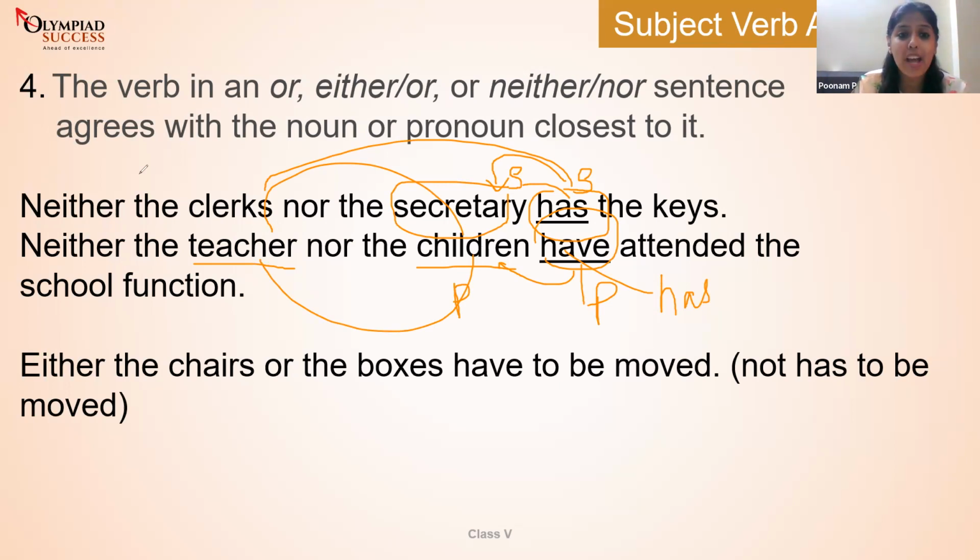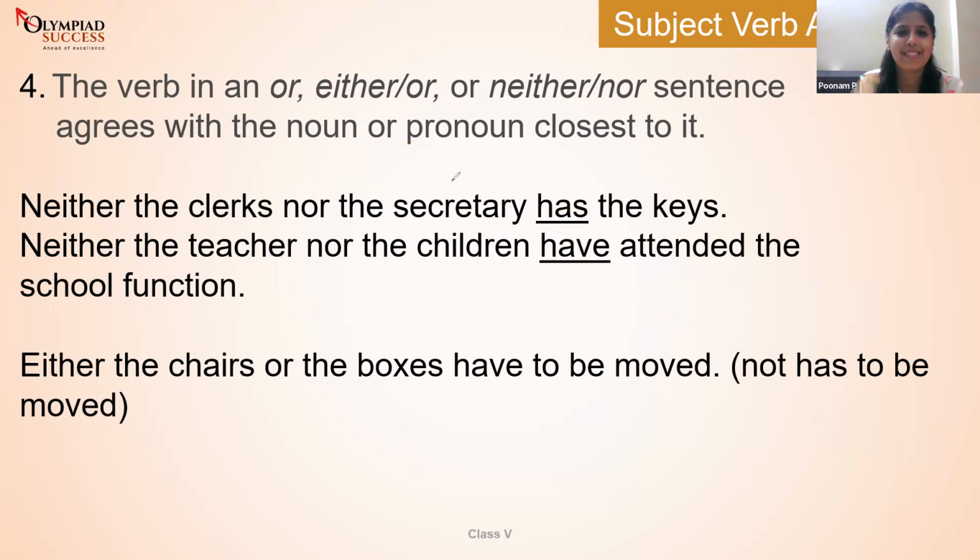So, either the chairs or the boxes have to be moved. Not has to be moved, because here this is plural. Have also has to be plural. My annotation is pathetic. I'll clear all this. Okay.